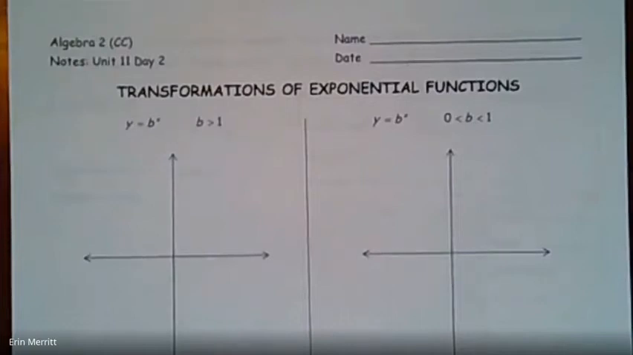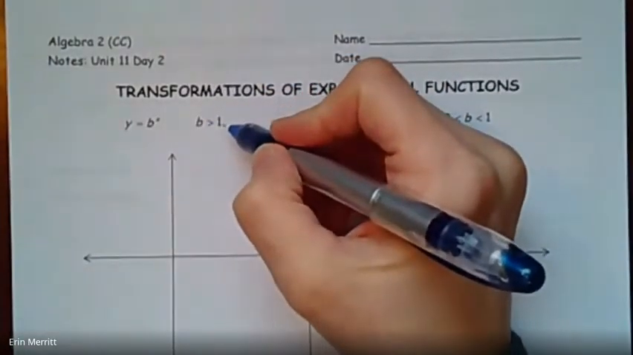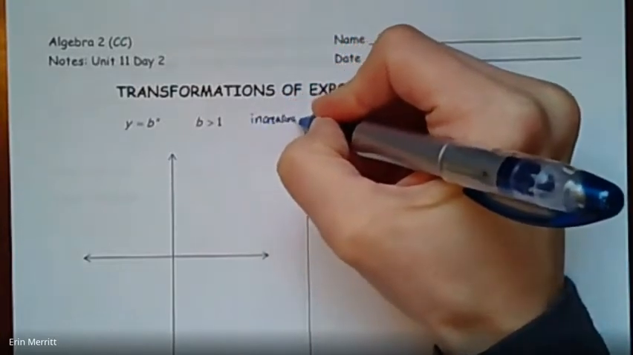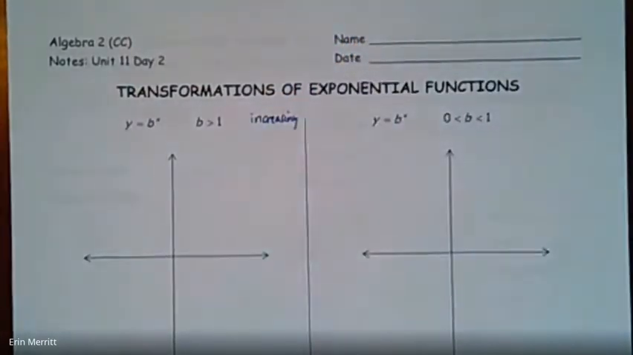Hello, Algebra 2 students. It's day 2 of Unit 11, and we're going to be looking at transformations of exponential functions. So from yesterday's notes, what you should know is that when the b value is greater than 1, this means we're looking at an increasing function, or under here you'll see a growth function.